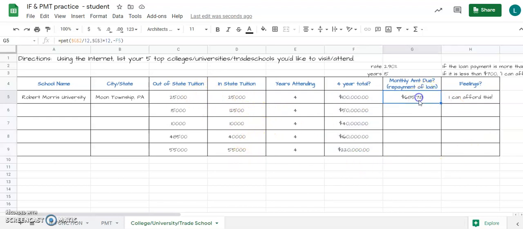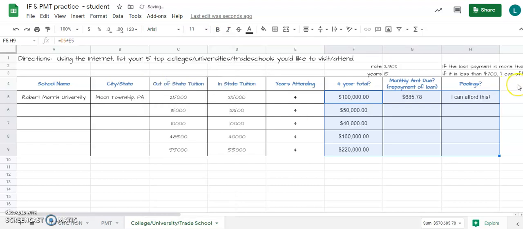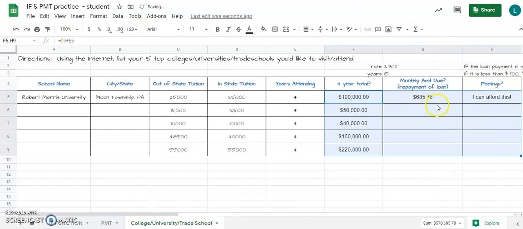Now in column G, if you got 685.78, you're correct. But if not, I'll display the formula so you can see. Let me make this a little different font so you can see it better. Let's do this. Okay.